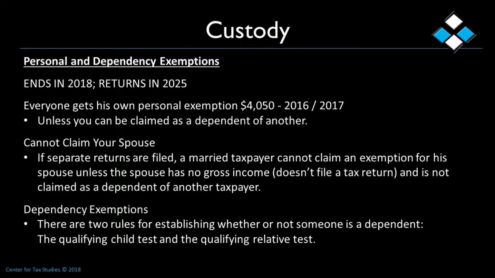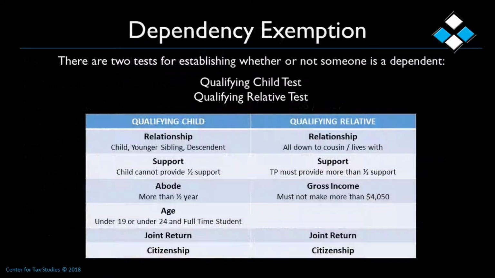So there are two rules for establishing whether or not someone is a dependent, that being the qualifying child test and the qualifying relative test. We did go through an in-depth discussion of these in episode 11.